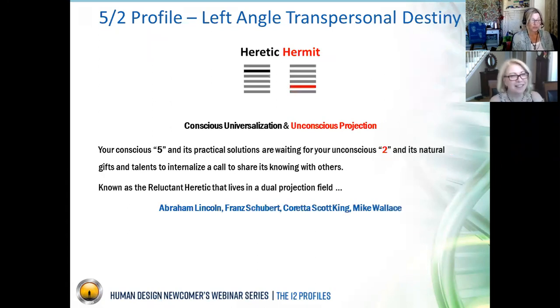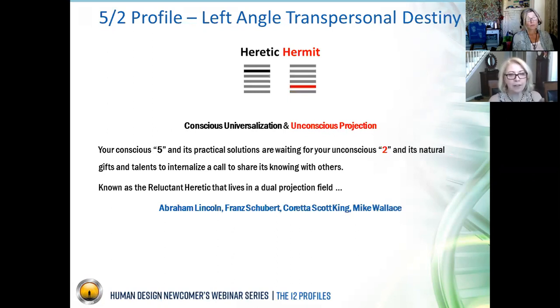Okay, the 5-2. Then you come to the 5-2, and that's, again, very different. The left angle, again, transpersonal destiny, the heretic hermit. So conscious universalization, again with the 5, and unconscious projection with the 2. Again, a double projection field, but flipped. So the conscious 5 and its practical solutions are waiting for the unconscious 2 and its natural gifts and talents to internalize a call to share its knowing with others.